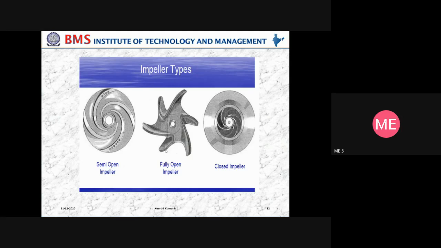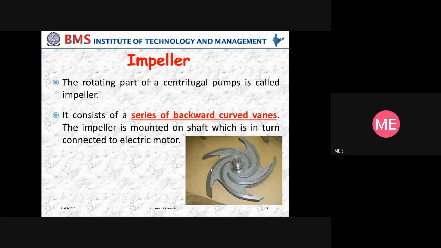Here, this fully open impeller is used, for example, for drainages, where they will clean and remove the drainage or any sludge material. So if you want to remove the sludge content of the fluid, they will use this type of centrifugal pump.